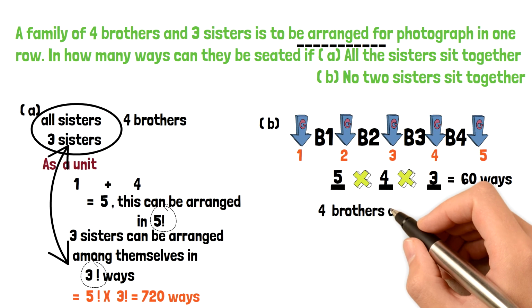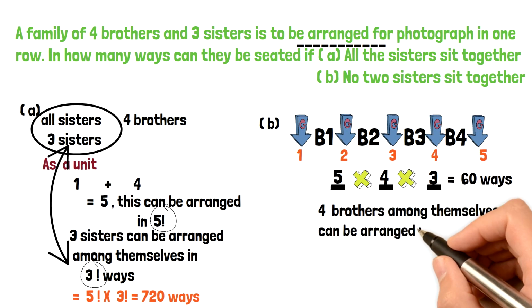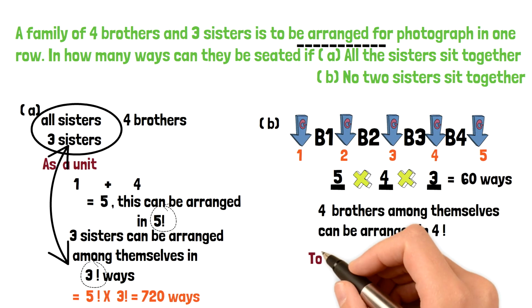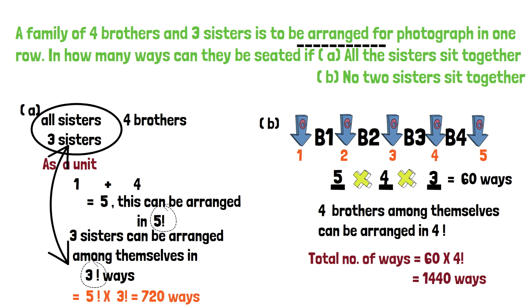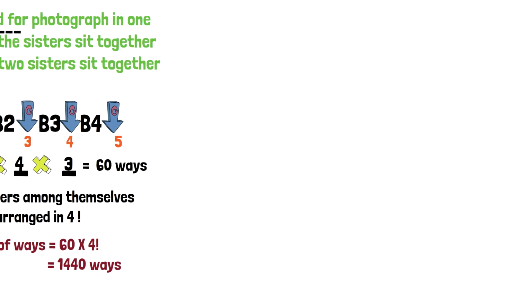Now the 4 brothers can be arranged among themselves in 4 factorial ways. Thus the total number of ways is 60 multiplied by 4 factorial. That's 1440.